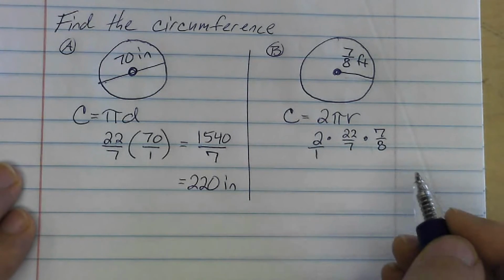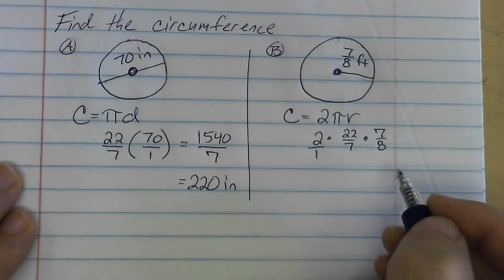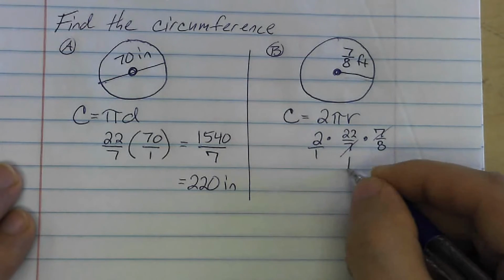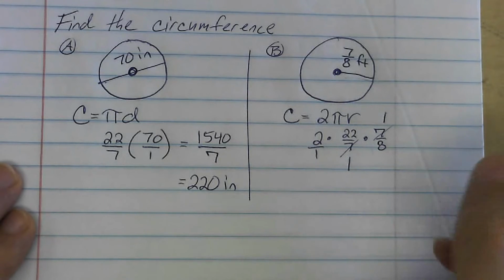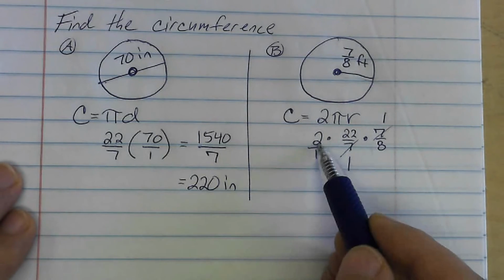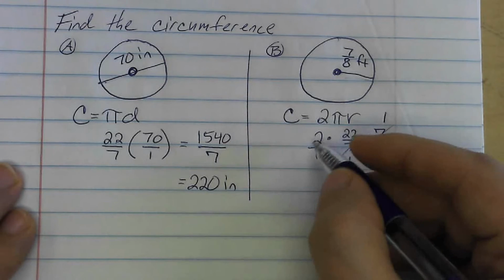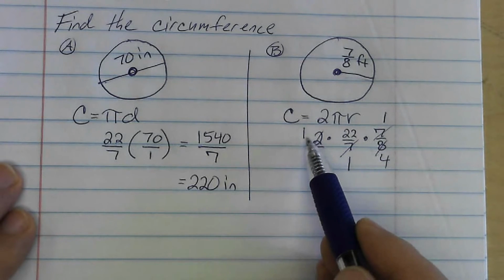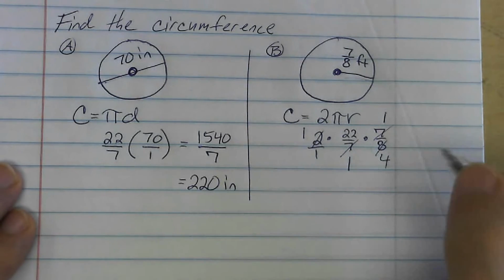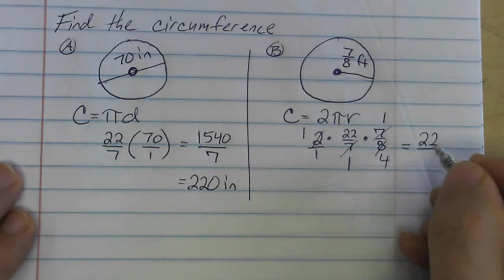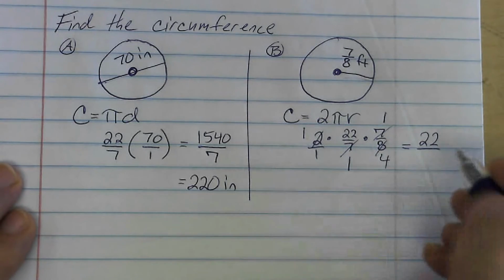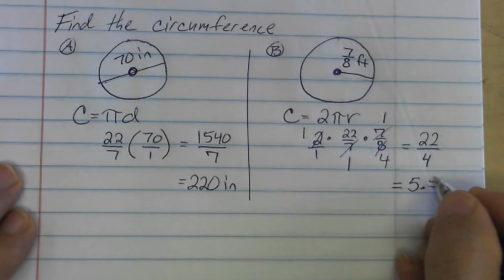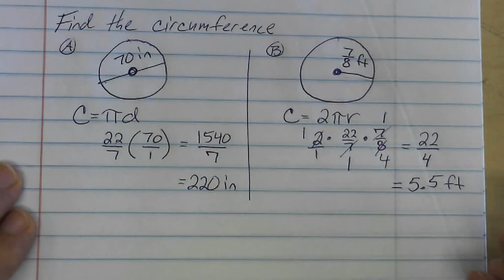If you want to cross cancel, you can, you don't have to. I'm going to cross cancel here. 7 and 7, well, obviously they can both be divided by 7. 7 goes into 7 once, 7 goes into 7 once. 2 and 8, they can both be divided by 2. 2 goes into 2 one time, 2 goes into 8 4 times. So now on top I have 1 times 22 times 1, that equals 22. And on bottom I have 1 times 4, that equals 4. 22 divided by 4 is going to equal 5.5, and our units were feet, so this is 5.5 feet.